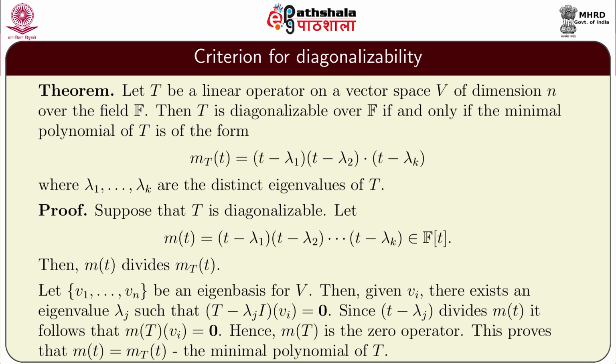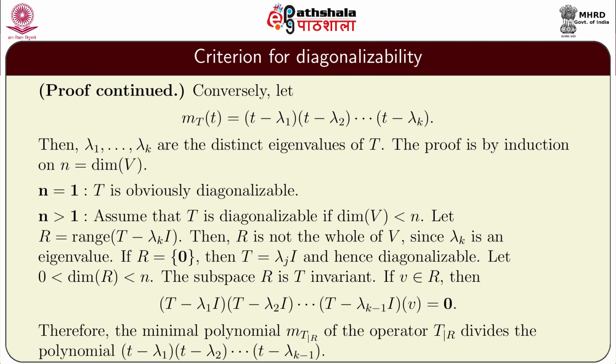Therefore, m(T) is 0 on all the basis vectors v1, v2, ..., vn, and therefore m(T) is the 0 operator. But this proves that m(t) must be equal to m_T(t), the minimal polynomial of T. Therefore, the minimal polynomial is of the desired form.